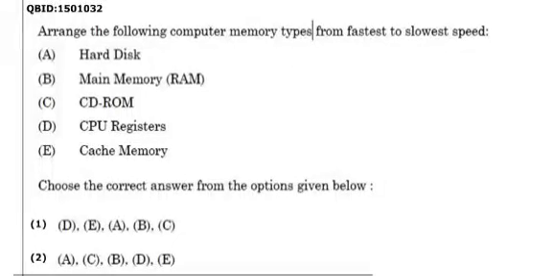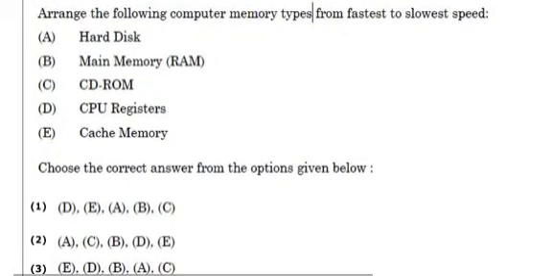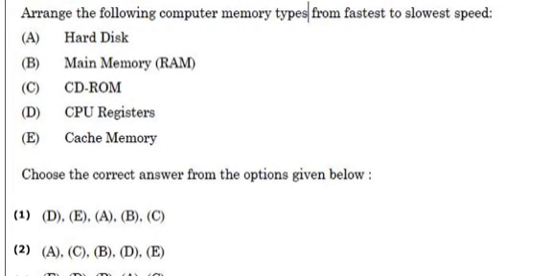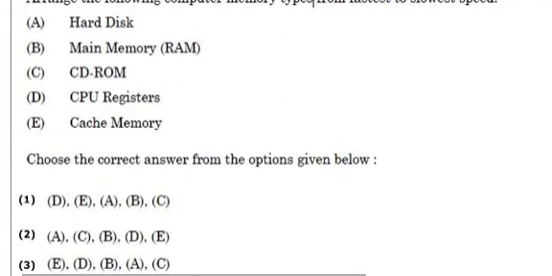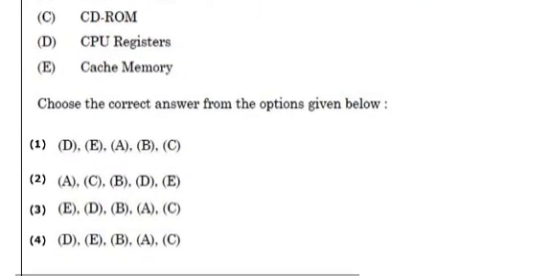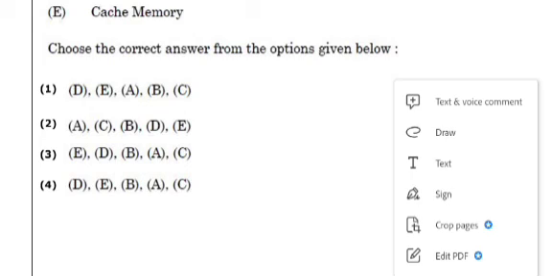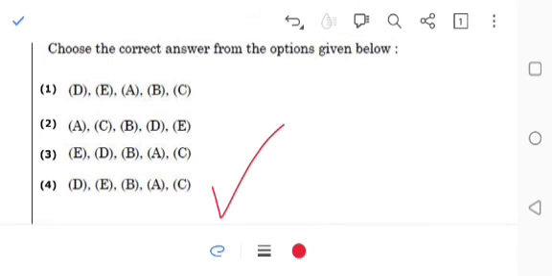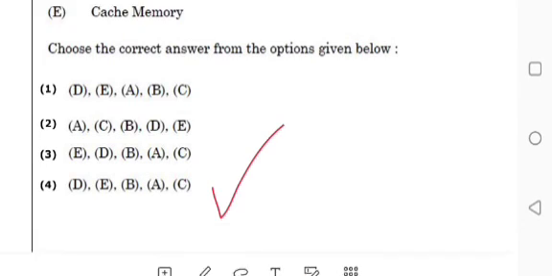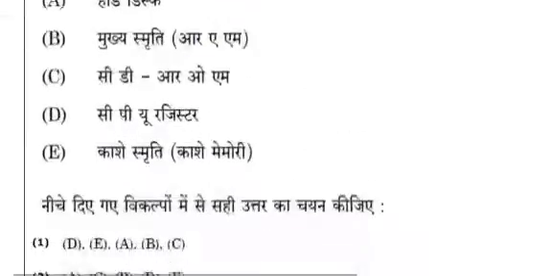32. Arrange the following computer memory types from fastest to slowest speed. Hard disk, main memory, RAM, CD-ROM, CPU, central processing unit, registers, cache memory. For 32, the correct option will be first D will come, then E, then B, then A, then C. D, E, B, A, C.